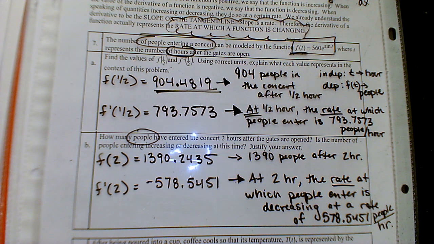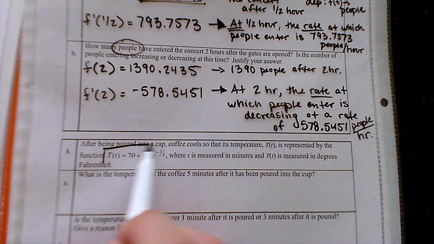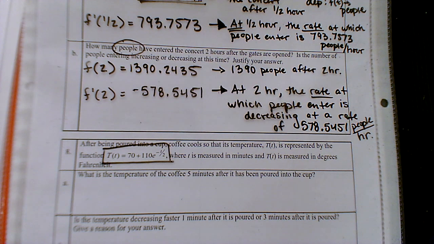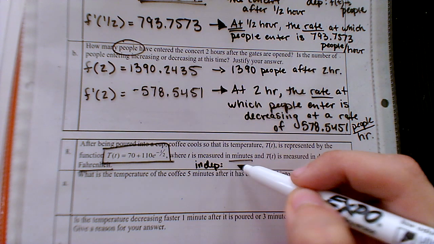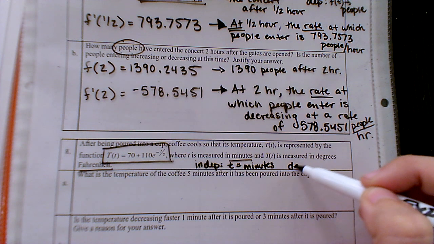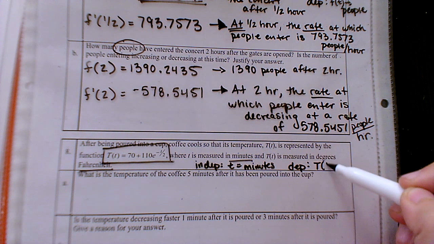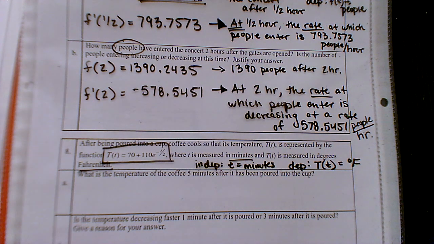Okay, we're going to try another one. Let's look at 8. After being poured into a cup, coffee cools so that its temperature, represented by this function, is measured in minutes, and temperature is measured in degrees Fahrenheit. So maybe we can label our values here. The independent variable is t, which is minutes, and the dependent variable is capital T of t, which is degrees Fahrenheit. That's like your x and your y, independent and dependent.